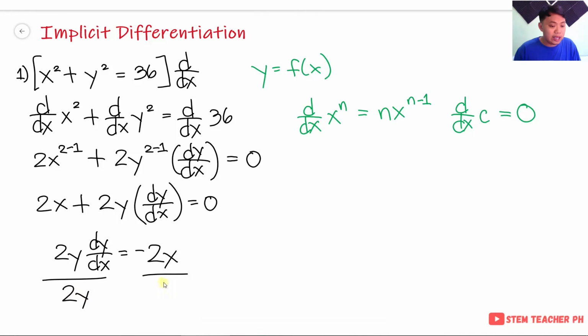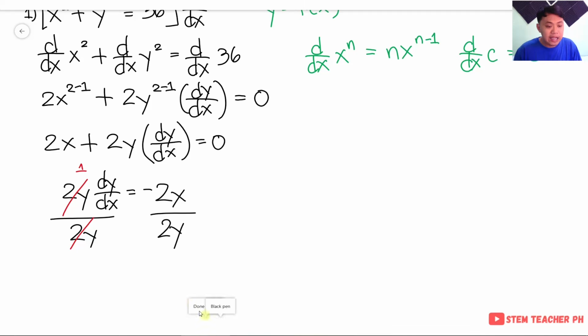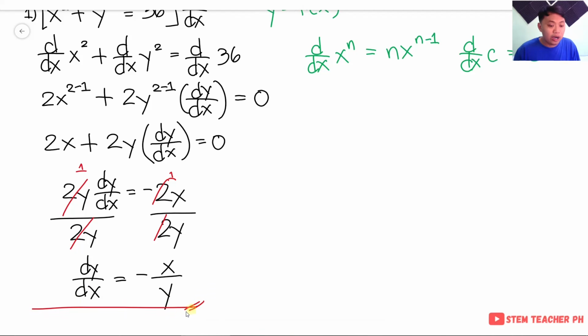Tapos para makuha lang natin yung dy over dx dito, we have to divide both sides of our equation by 2y. Kasi kapag ginawa natin to, this will become 1. 2y divided by 2y is just 1. Ang matitira sa left side is simply dy over dx. Tapos yung nasa right side, this will become 2 divided by 2 is 1. Kaya ito ay magiging negative 1 times x or simply negative x. And then yung denominator, we have y. Now we have the derivative of our equation. We have negative x over y.